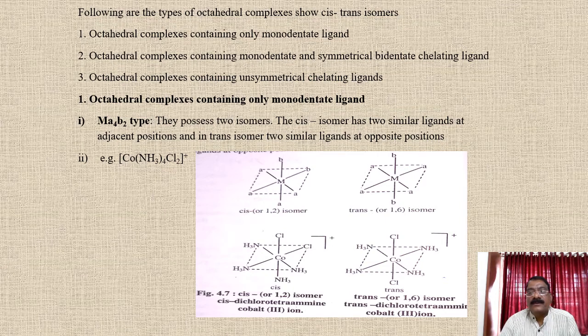When we have the same ligand at the 1 and 2 positions, we call it the cis isomer. So see, it's the cis isomer. Here Cl is the ligand which is the same ligand and which is at the 1 and 2 positions, so they are similar. And in the second, see 1 and 6, it is the trans isomer. So Cl is at position 1 and at the 6th position, it shows the trans isomer.